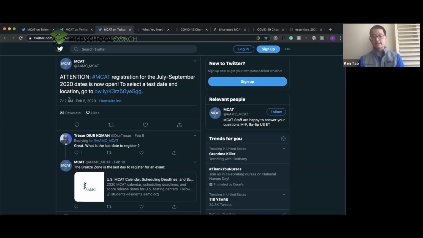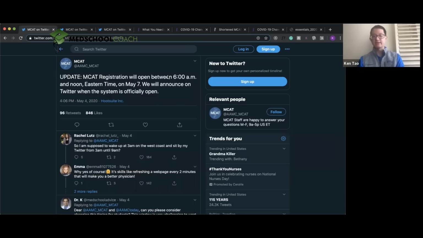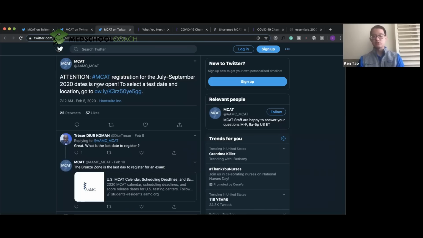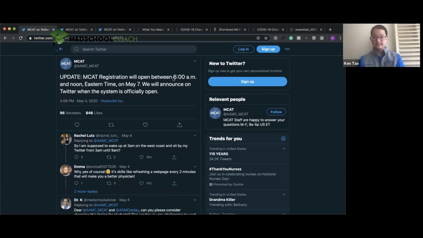The good news is that the AAMC, by saying 6 a.m. Eastern, is probably letting students know that the tweet may not be perfectly on time. So rather than getting up at 7 a.m., I would definitely go with what the AAMC has stated here, which is 6 a.m., and chances are it's going to open by 7 a.m. So make sure you wake up early.